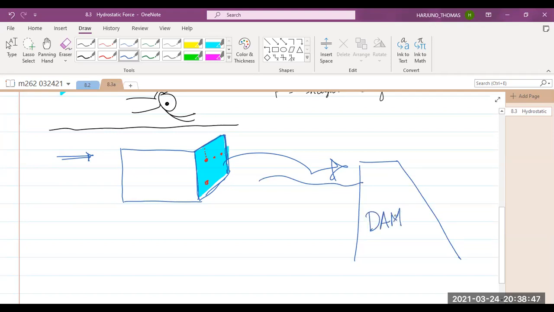Do I read it right? Dam or dam? Like for electric, hydroelectric, right?